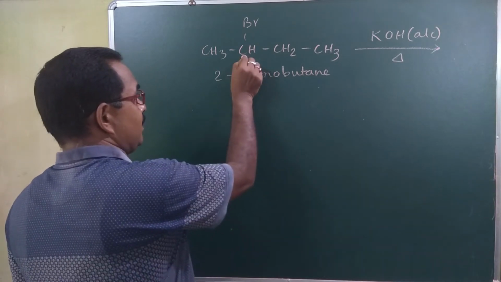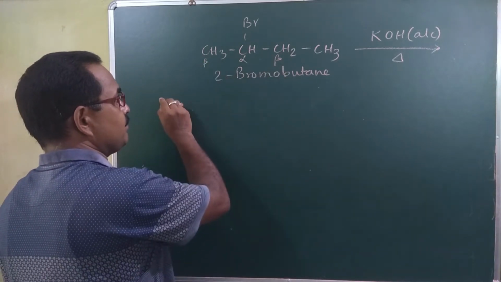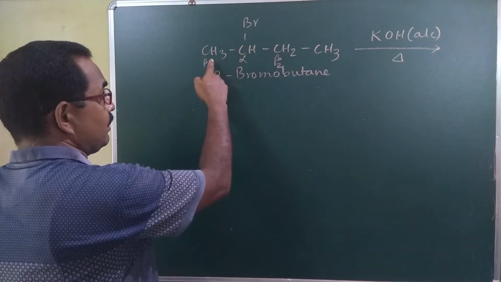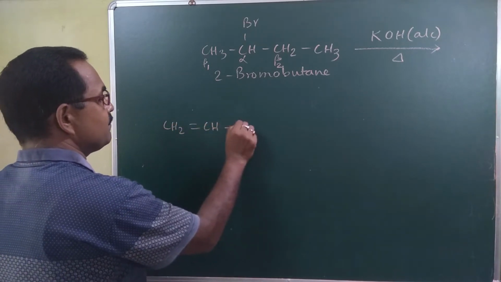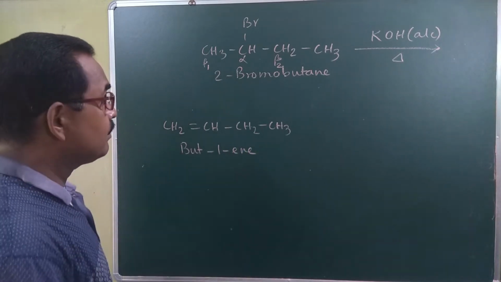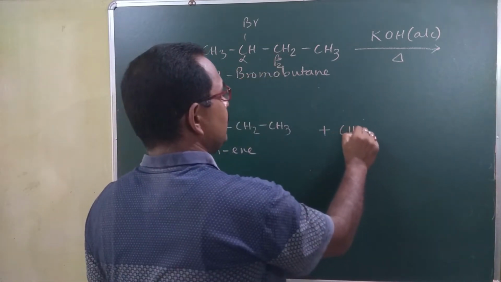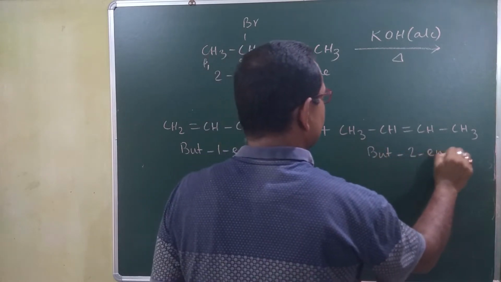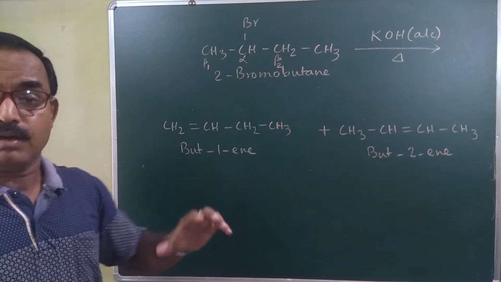Now you see, this is alpha carbon, this is beta, this is also a beta position. So this is beta 1, this is beta 2. Now if a hydrogen from beta 1 position is lost, in that case we will get this product, CH2=CH-CH2-CH3. This is but-1-ene. Again, if hydrogen is lost from beta 2 position, then we will have this product, but-2-ene. Okay. Now between these two, which one is formed to a greater extent?